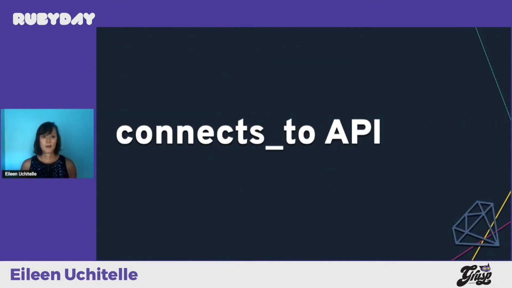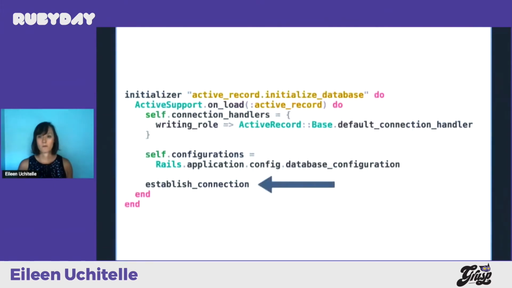The connects_to API enables you to establish more than one connection on your models. This method is very similar to establish_connection, except that you need to specify the type of connection and the database configuration at the same time. In a single database application, you don't need to call establish_connection in your application code. Rails does it for you in Active Record railtie when your application is booted.